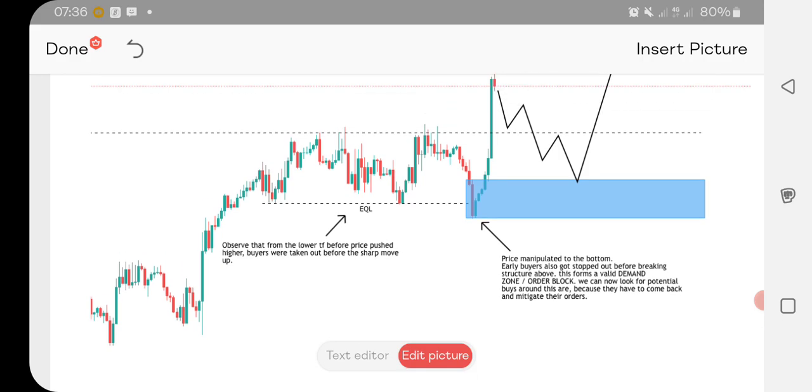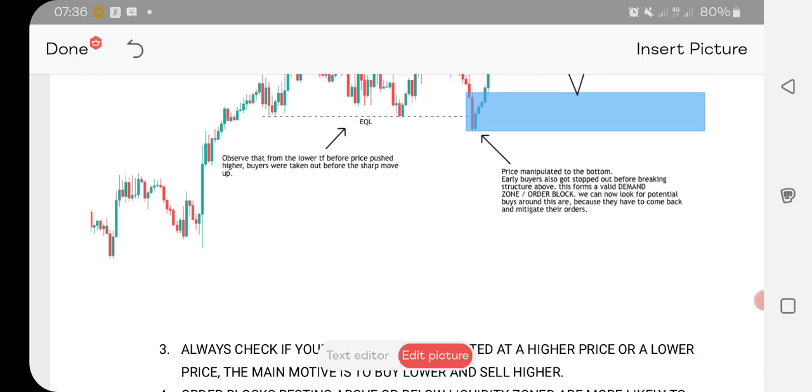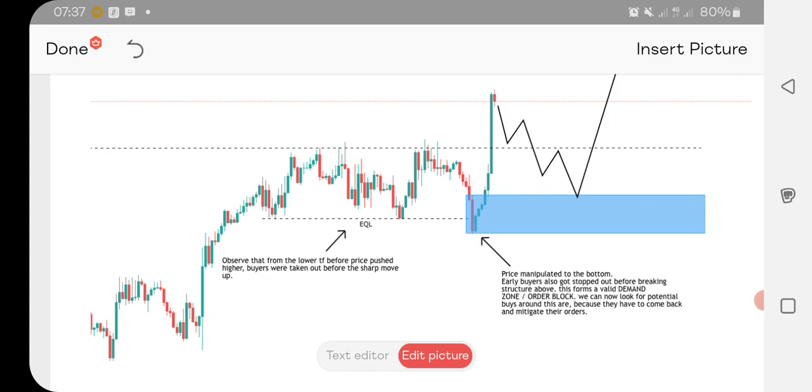A lot of people always complain: why does it happen that when I buy, they first take my liquidity and then the price goes in my direction? That's because you are trading with a retail mindset. You are the liquidity. So you have to try to understand the smart money concept, smart money footprints, so that you can profit the way the market is profiting, the way the institutions are getting their profits.